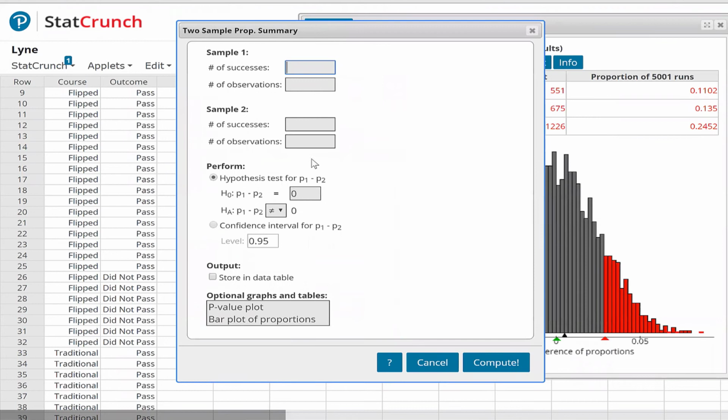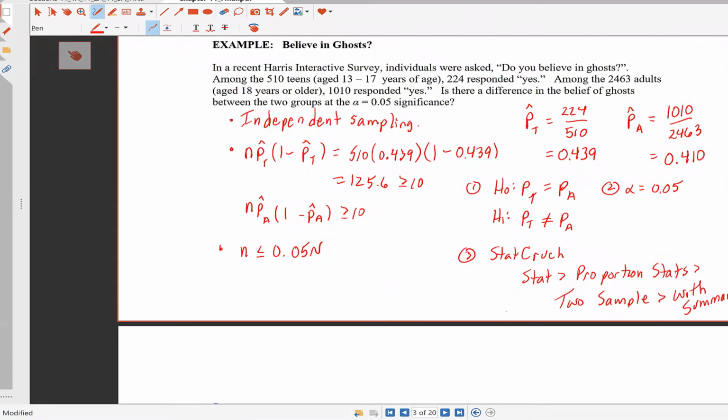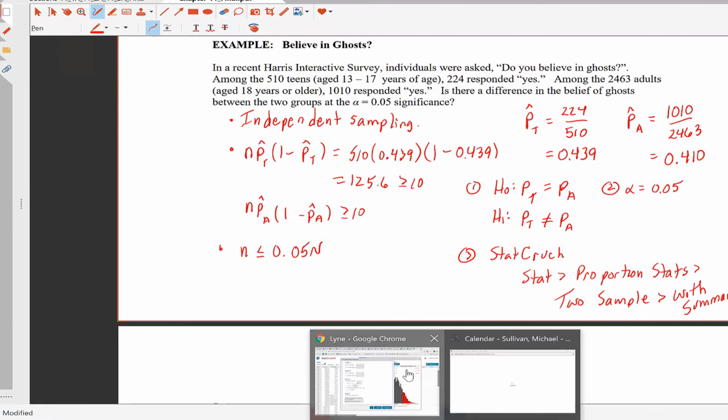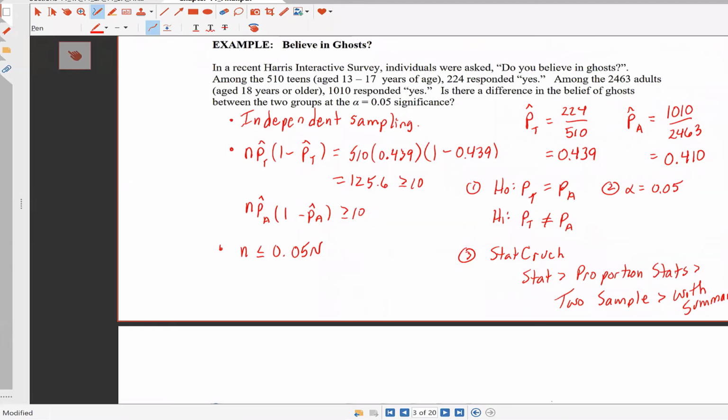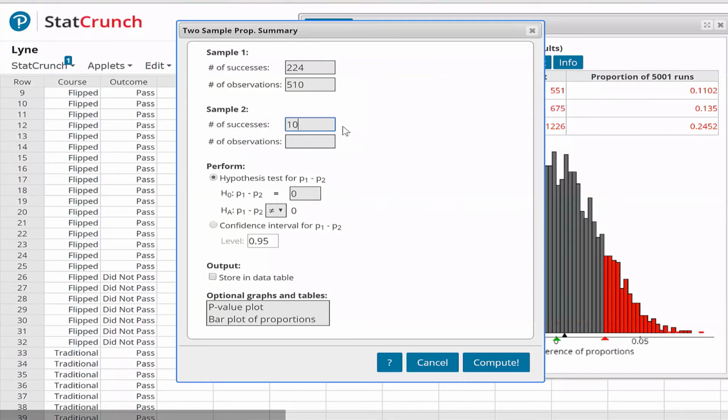Sample 1 is our teens. Our teens. We had 224 out of 510 say, yes, I believe in ghosts. Sample 2, my adults. We had 1,010 out of 2463 said, yes, I believe in ghosts. We're going to be performing a hypothesis test for the difference of 2 proportions.